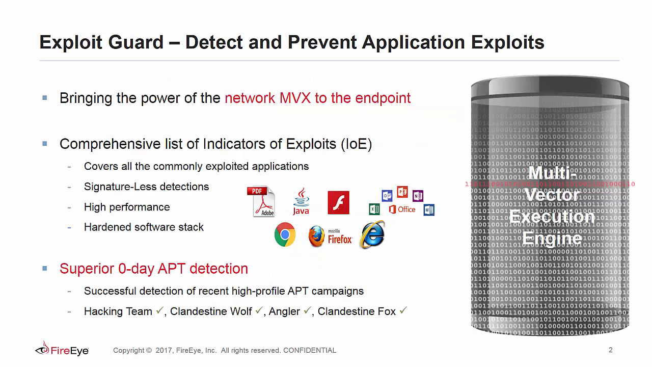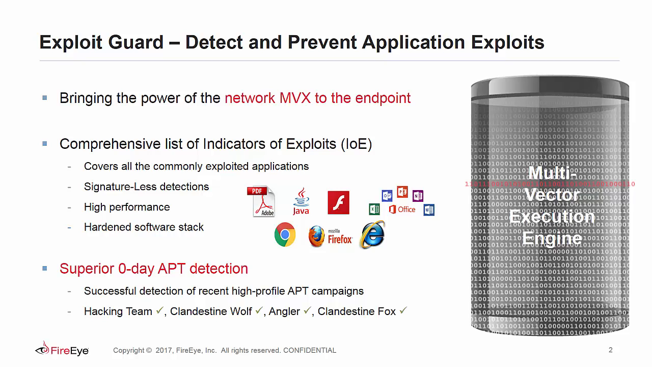The technology used to uncover application exploits is called ExploitGuard and is derived from FireEye's multi-vector execution engine on the other appliances, like the NX and EX. This allows the agent to monitor the most commonly exploited applications for the duration of their lifecycle, like Microsoft Office, Adobe, Java, Flash, and web browsers.